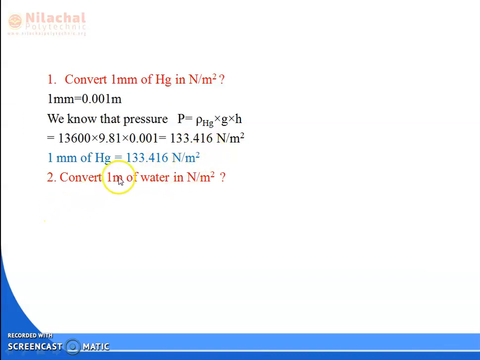Next, convert 1 meter of water into Newton per meter square. So what is given? H is given, 1 meter of what? Water, in Newton per meter square. Newton per meter square is the unit of pressure, so we have to calculate the pressure. Pressure is equal to rho g h. Rho means density of water, g is 9.81, into H, and H is your 1 meter. So the value you got is 9810. That is, 1 meter of water is 9810 Newton per meter square. That you got. The next question.